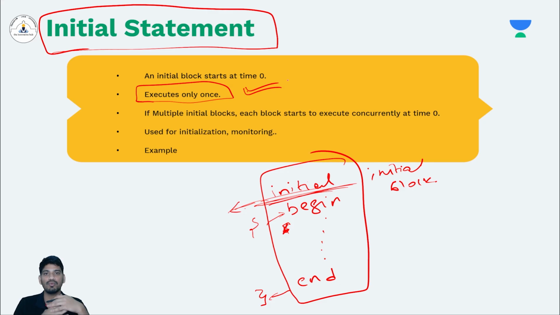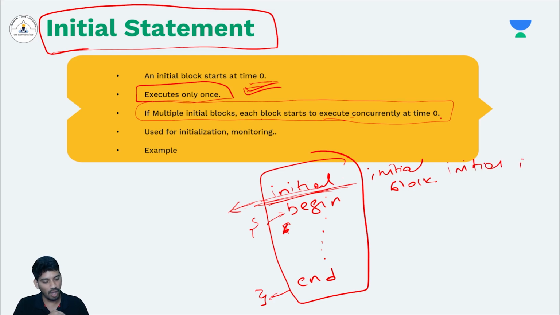It will only execute once when the simulation starts at time equals 0. If there are multiple initial blocks, then each block starts executing concurrently at time equals 0. That we have already seen, right? If you have different initial blocks, they will always start at time equals 0 concurrently, but not sequentially. They will all perform at a single time.